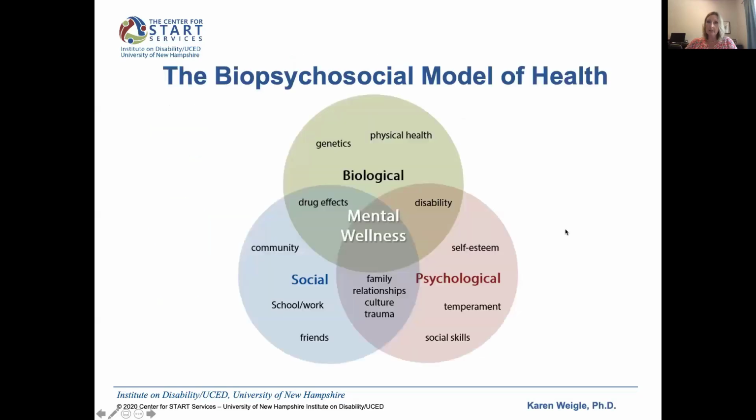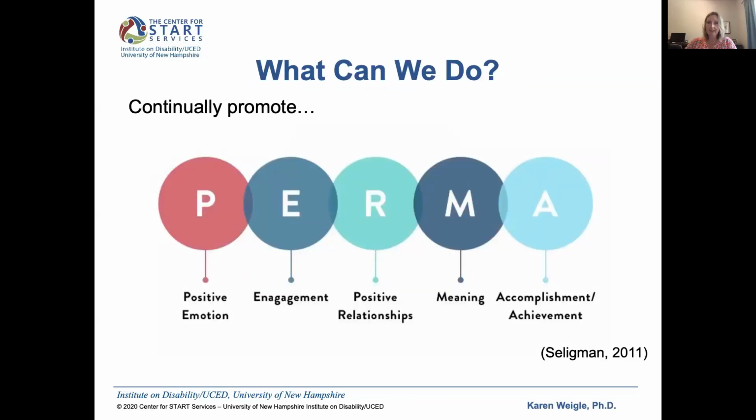One more look at the biopsychosocial. Just as a reminder, remember, we're looking at mental wellness. This is where we want to bring people as a START team. We want to bring the person and their entire system into this realm. So what can we do about it? Let's go back to something we talked about yesterday again, that PERMA. So here are some things we can do.